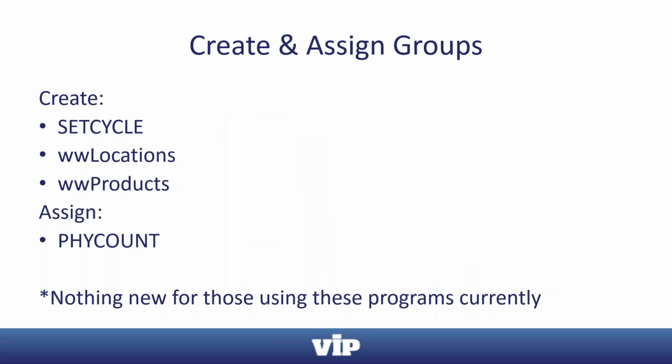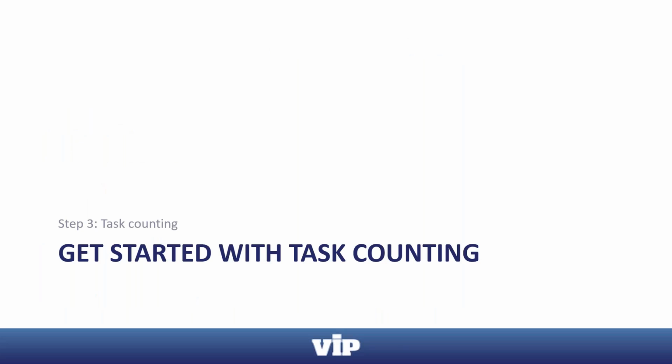There are 3 different programs that can assist you with creating groups of tasks. They are Set Cycle, Work with Locations, and Work with Products. You can then use the procedure FiCount to assign those groups as tasks for users. For those of you not as familiar with these programs, I'm going to be doing an in-depth webinar on December 6th, so you can learn the ins and outs of creating groups and assigning tasks. After you assign your tasks to your users, it's time to start counting. The following will be how you will perform your initial count and any recounts.